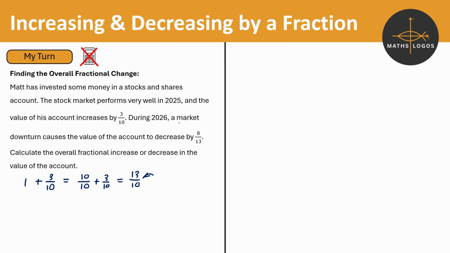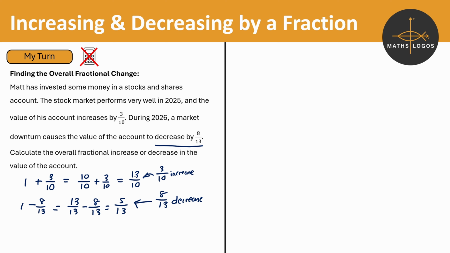But we've also got a decrease in this question. It says the value of his account decreases by 8/13. Let's work out what fraction would represent an 8/13 decrease. Again, we start with 1, and then we'd be taking away 8/13. 1 I can think of as 13 over 13. Take away 8/13, and that gives you 5/13. So this multiplier represents an 8/13 decrease, which makes sense because if you've lost 8/13, you should have 5/13 remaining. And similarly up here, this represents a 3/10 increase. If you started with 1 whole and you added on 3/10, you'd get 13/10.